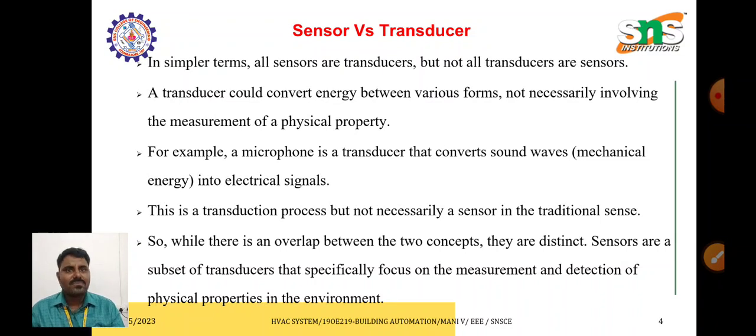That means, first in a sensor we are sensing the physical quantity, and the sensed quantity is converted into some other form. That is a sensor. But a transducer doesn't have any sensing property. It doesn't sense any physical property. It just converts one form into another form, like mechanical energy into electrical energy, or kinetic energy into electrical energy. That is the main difference.